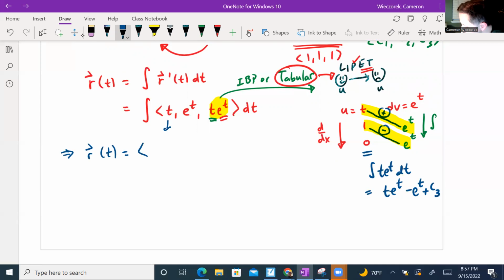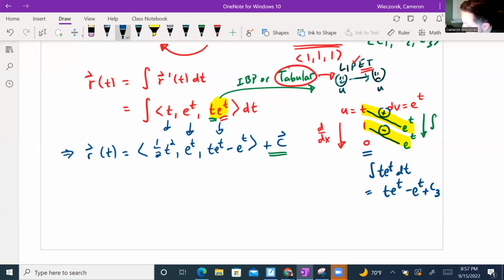Integral of t would be 1/2 t squared, integral of e to the t would be e to the t, and we did this one off to the side. This would be t e to the t minus e to the t. And I'm actually going to put the C3 in its own vector now because it's going to become part of the actual constant vector that we have to attach onto the end.